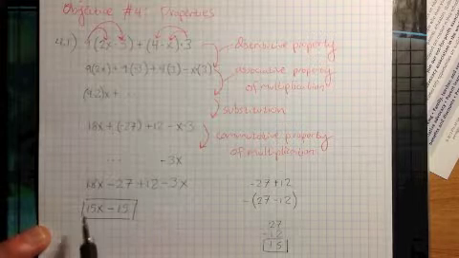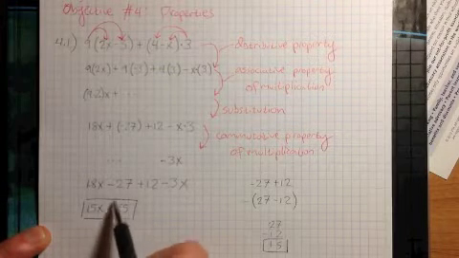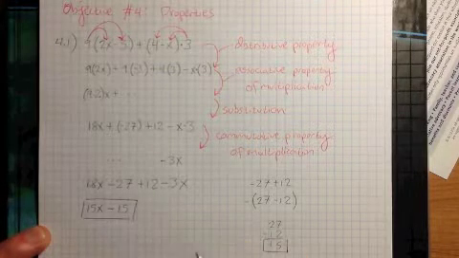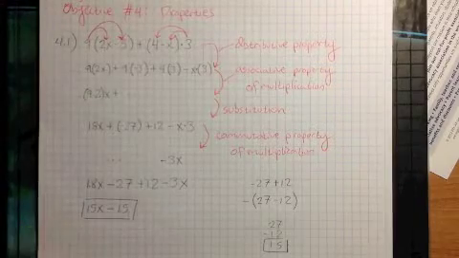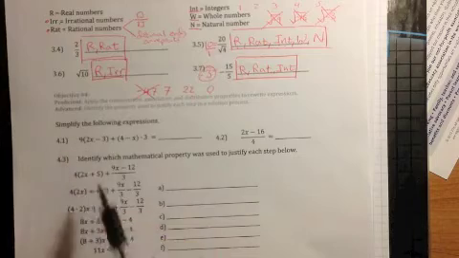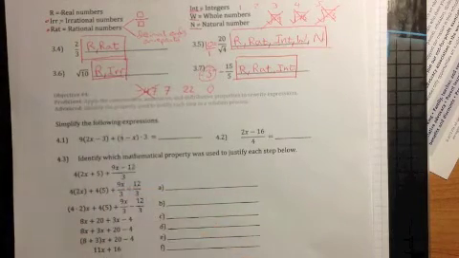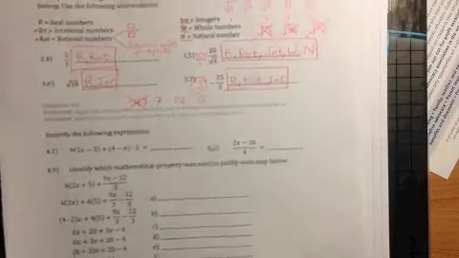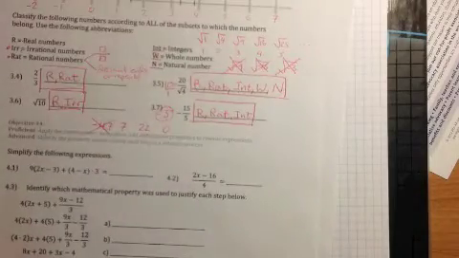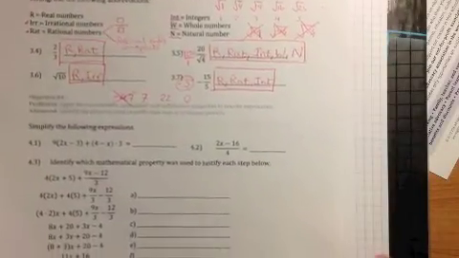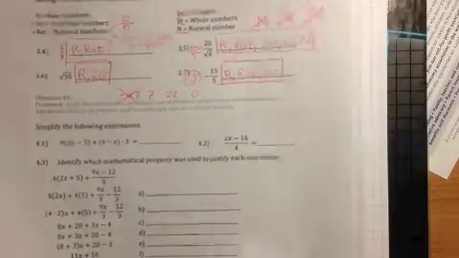As long as you found a way to get 15x minus 15, that's all you needed to do for problem 4.1. Like I said, you did not need to actually identify which property was used to justify each step in the simplification process. Now, since I've got the quiz here, let's go ahead and look at 4.2.